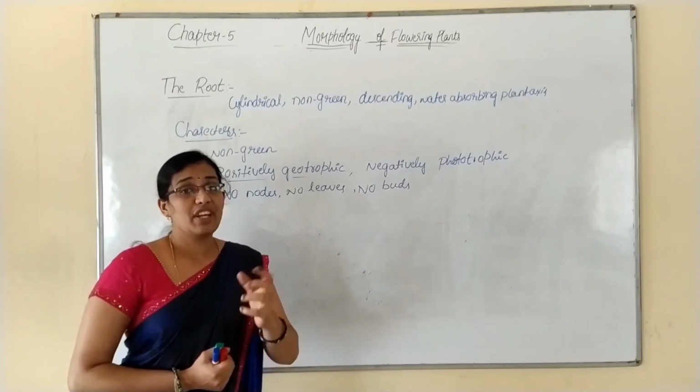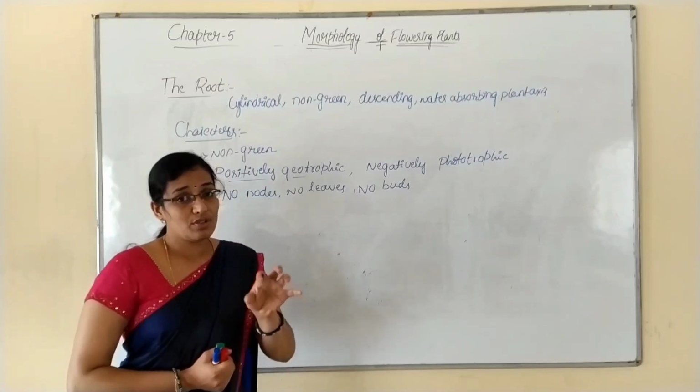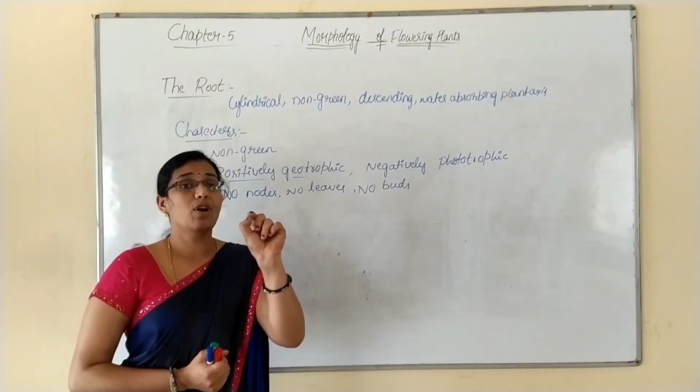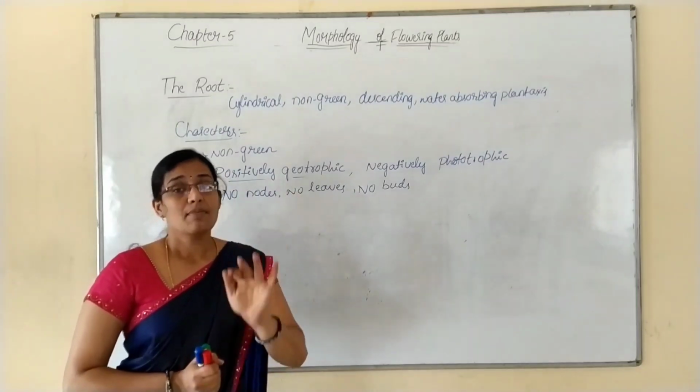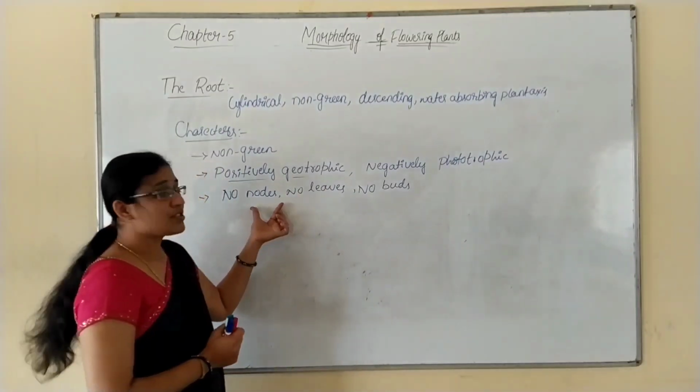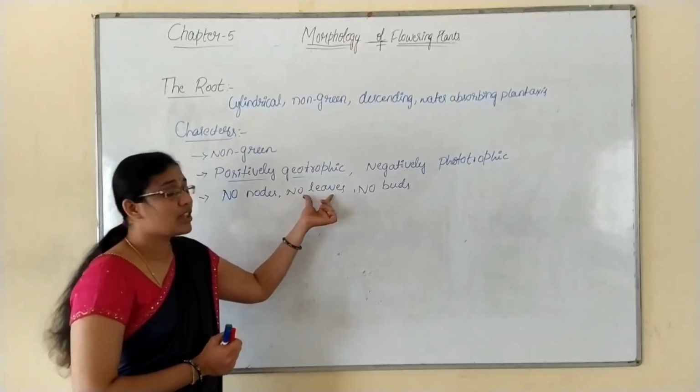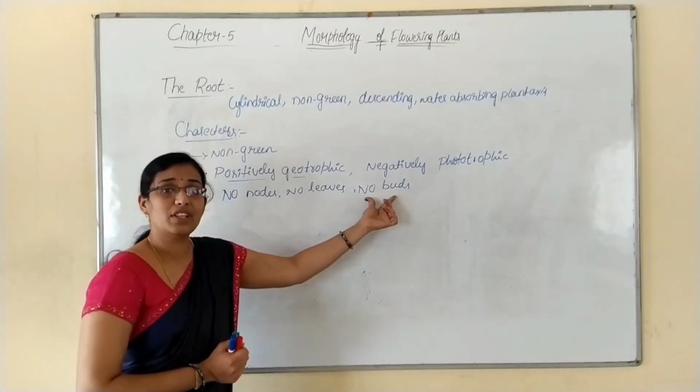Dahlia or sweet potato. In those roots we can find the presence of small buds, adventitious buds. So that is an exception. But usually the roots are without nodes, without leaves as well as without buds.